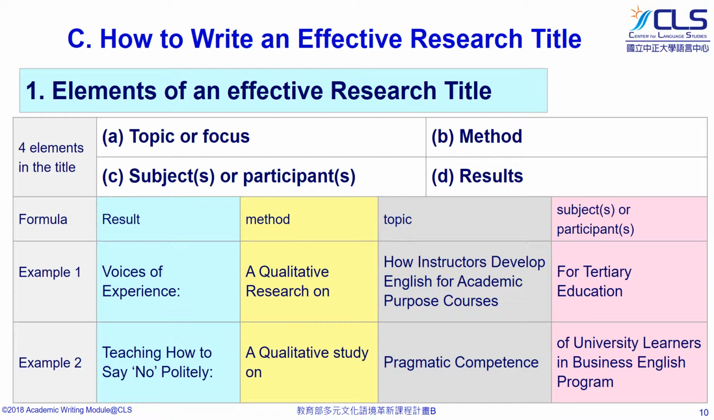For example, in the title, Voices of Experience: A Qualitative Research on How Instructors Develop English for Academic Purpose Courses for Tertiary Education, the result, Voices of Experience, is brought out based on the qualitative research, and the topic focuses on how instructors develop English for academic purpose courses. In another example, teaching how to say no politely is the result, and it is a qualitative study on pragmatic competence. The participants are university learners in a business English program.